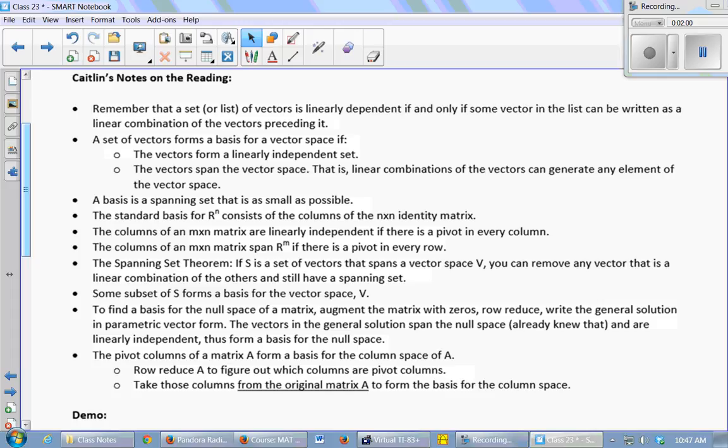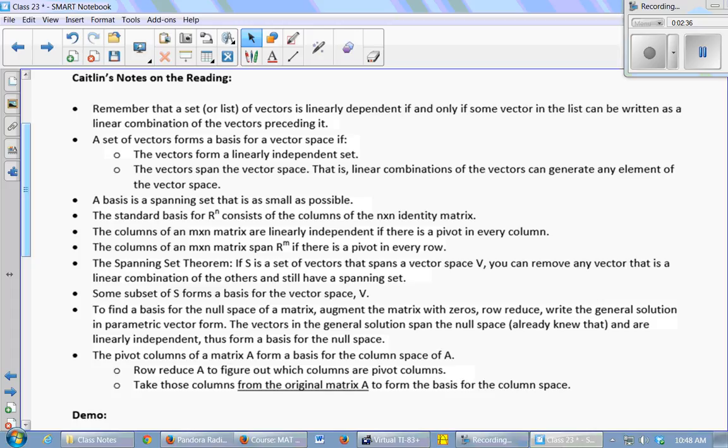Okay, so a set of vectors forms a basis for a vector space if the set is linearly independent and if the vectors span the vector space. So what that means is that the span of the vectors has to equal the entire vector space, which means that linear combinations of the vectors given can generate any element of the vector space. So in shorthand, a basis is a spanning set that's as small as possible. Doesn't have any extra vectors in it.